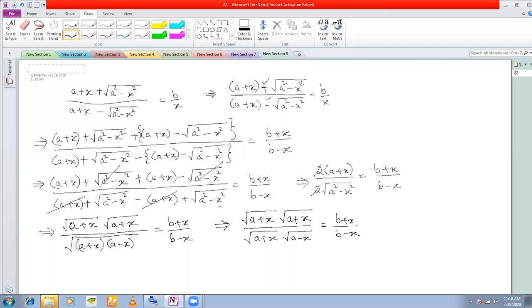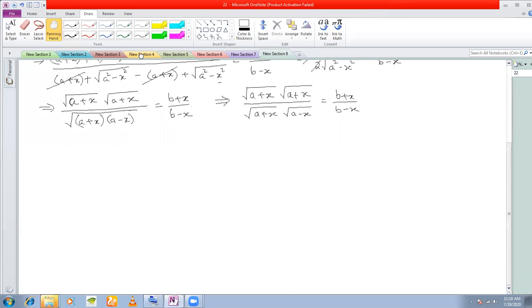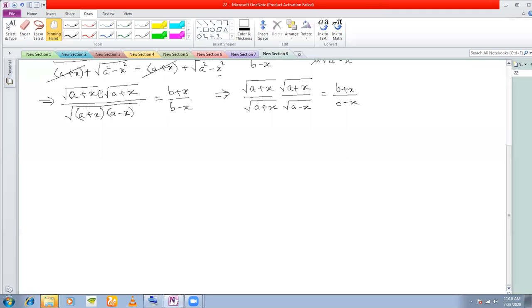Can I write it this way or not? Why can't I write? Tell me. Why root over a plus x? Which one, numerator or denominator? Numerator. Because I can write the denominator as a plus x into a minus x. See now what happens. That is why I have written a plus x as root a plus x into root a plus x.